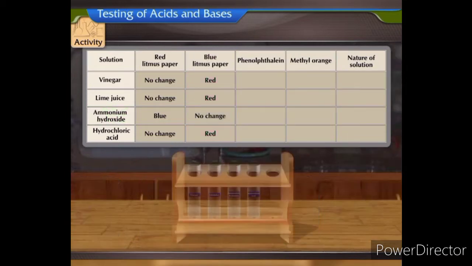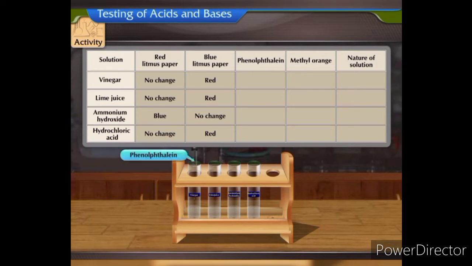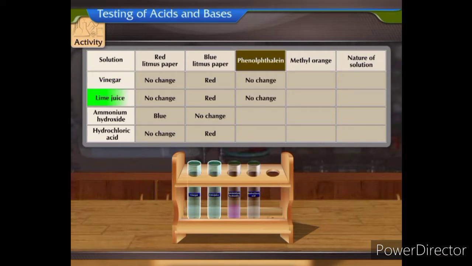Take about 5 ml of each solution in different test tubes. Let us add a few drops of phenolphthalein indicator to each of the solutions. Note the color change. Phenolphthalein indicator does not show any change in color in vinegar, lime juice and hydrochloric acid, but in ammonium hydroxide it turns pink.